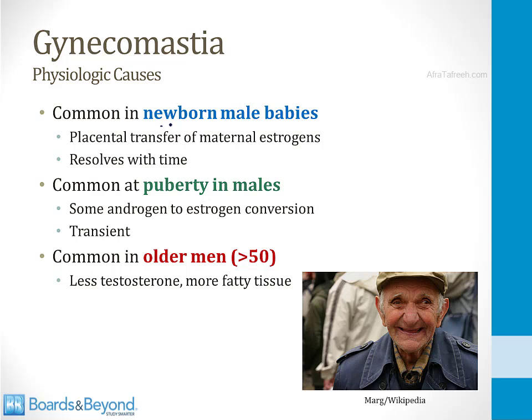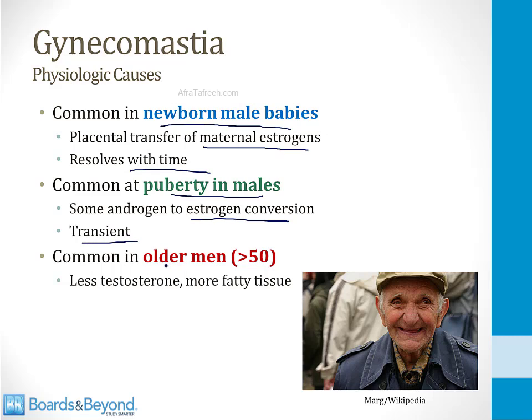This problem is common in newborn male babies. This is because there's placental transfer of estrogens from the mother. This resolves with time once that placental transfer of estrogens has been removed. This also often occurs at puberty in males. So at puberty, males begin producing lots of androgens, but some of those androgens are converted to estrogens in the periphery, especially by fatty tissue. And sometimes in males at puberty, initially the balance is off, such that there are more estrogen effects, and this can lead to a transient gynecomastia.